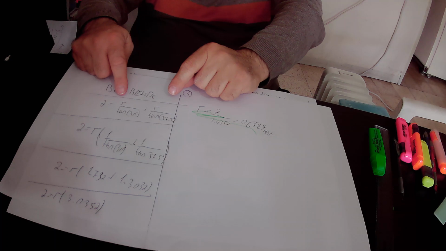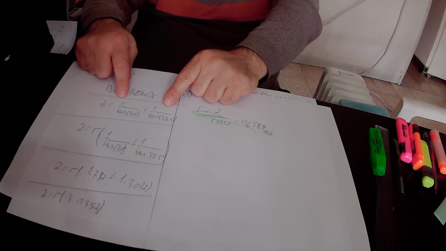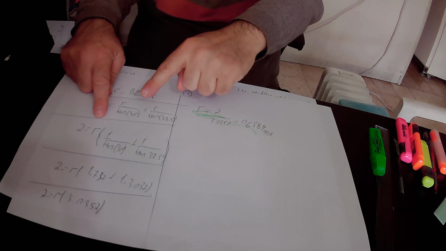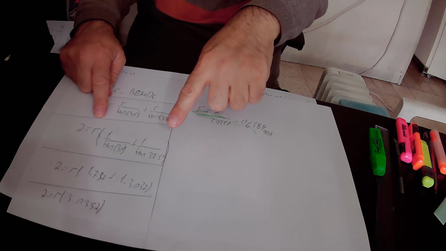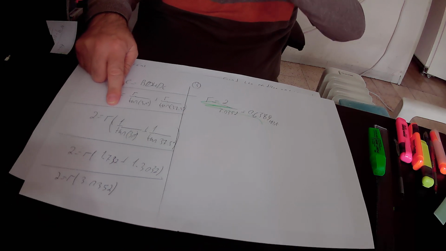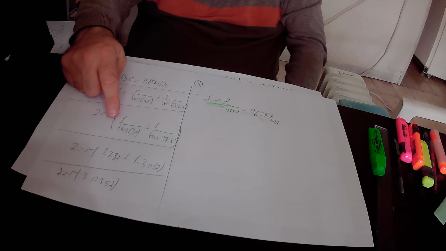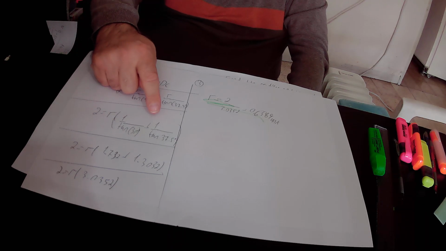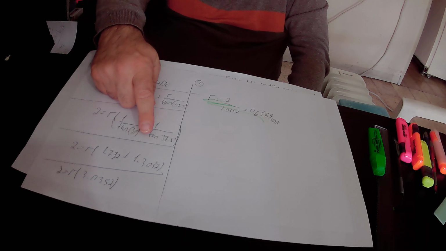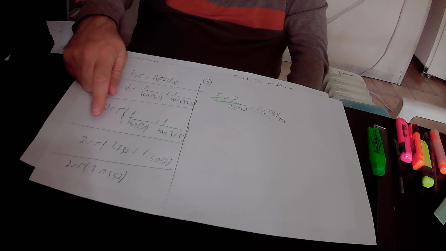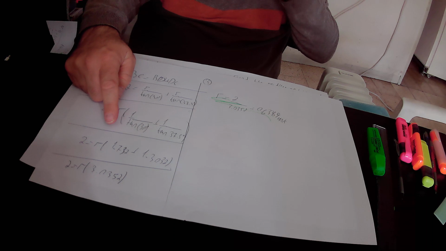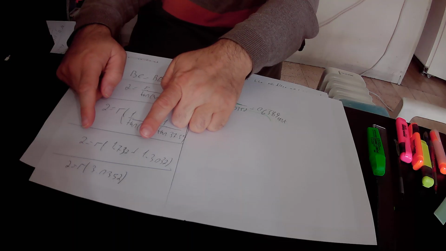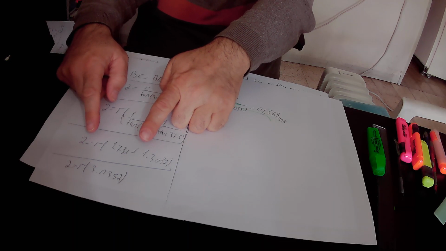Here we took out R as a common factor from those two expressions. So we found that 2 equals R, and inside the brackets we are left with 1 over tan 30 degrees plus 1 over tan 37.5 degrees. So 2 equals R, and 1 over tan 30 degrees is 1.732 plus 1 over tan 37.5 degrees is 1.3032. So 2 equals R, and 1.732 plus 1.3032 equals 3.0352. So in conclusion, we found that 2 equals R times 3.0352.